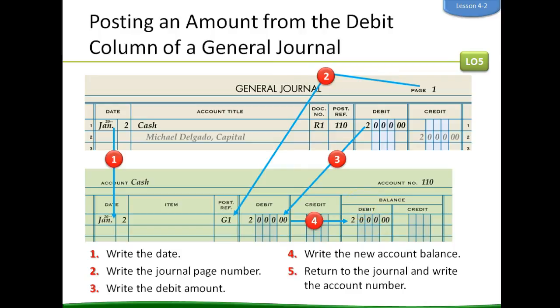Then finally go back to your journal and write the account number where you posted the information to. So you can see the account number was 110, that's our cash account number, and then in our post reference we wrote in 110 because that was the ledger that we posted this journal entry to.